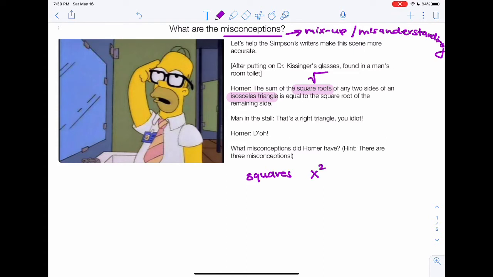Okay? And our last misconception is of any 2 sides. That's not true. Remember, it's of the 2 legs, okay? So this should have been legs.